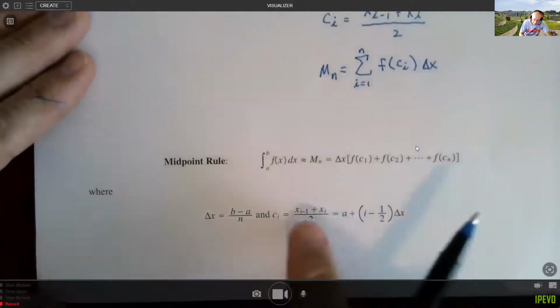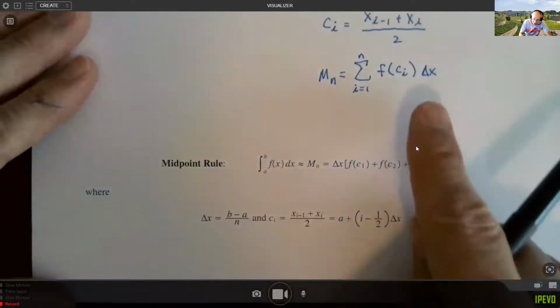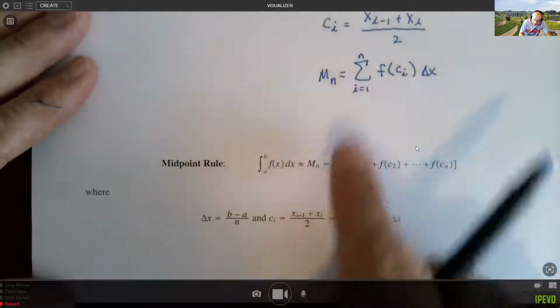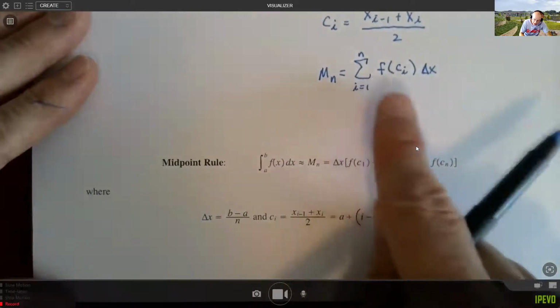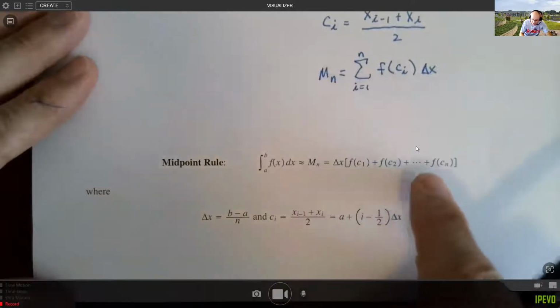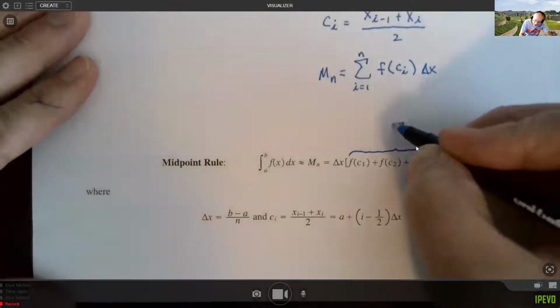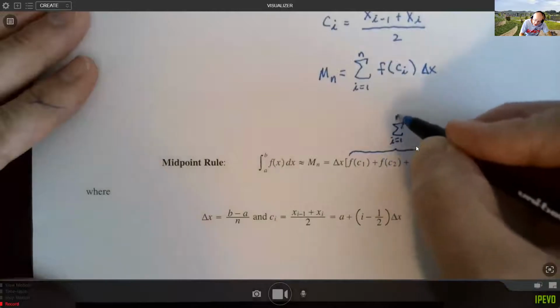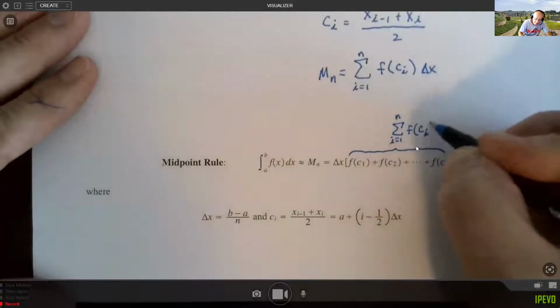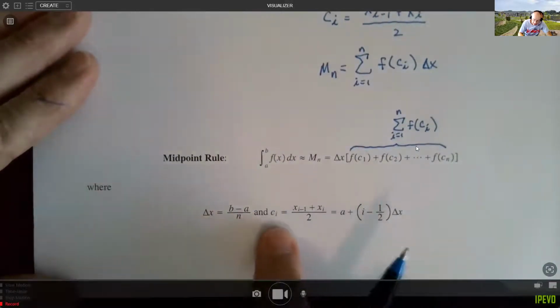So more specifically, the way we'll typically see the midpoint rule, approximating the value of the definite integral from a to b of the function f of x: notice here this delta x is constant for all of them. We can factor it out, delta x, and then it's just the sum from i equals 1 to n of f of c i. So f of c1 plus f of c2, all the way down to f of cn. Delta x again is b minus a divided by n, and the c sub i's are found this way.